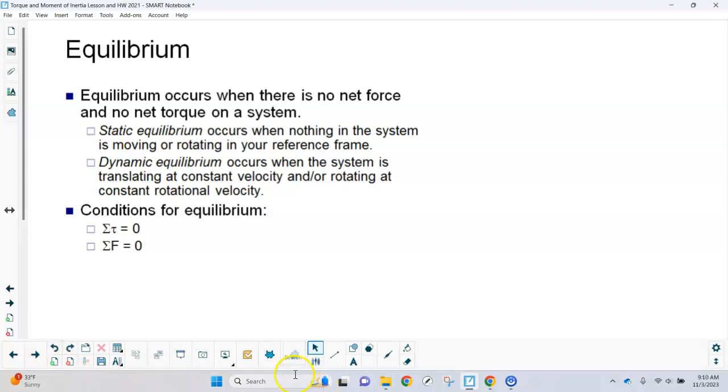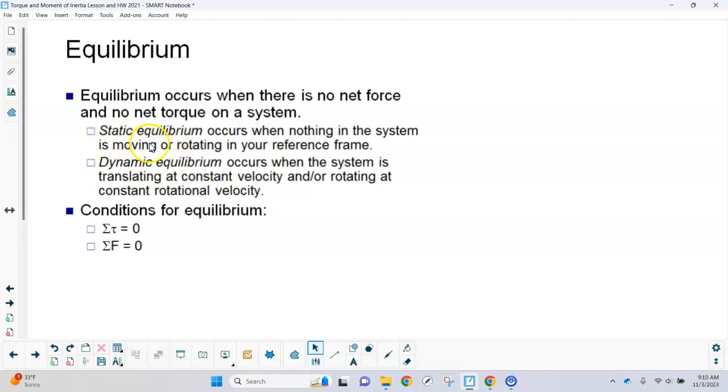Just coming back to an idea that we talked about in force and Newton's laws: equilibrium. Equilibrium occurs when things are balanced. To achieve equilibrium, you have to satisfy two conditions. All the forces balance out, so the net force is zero, and all the torques balance out, so the net torque on the system is also zero.